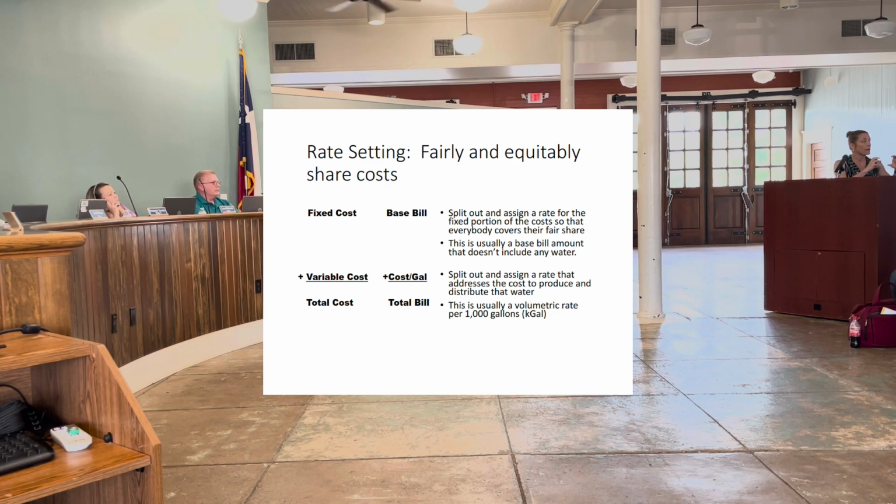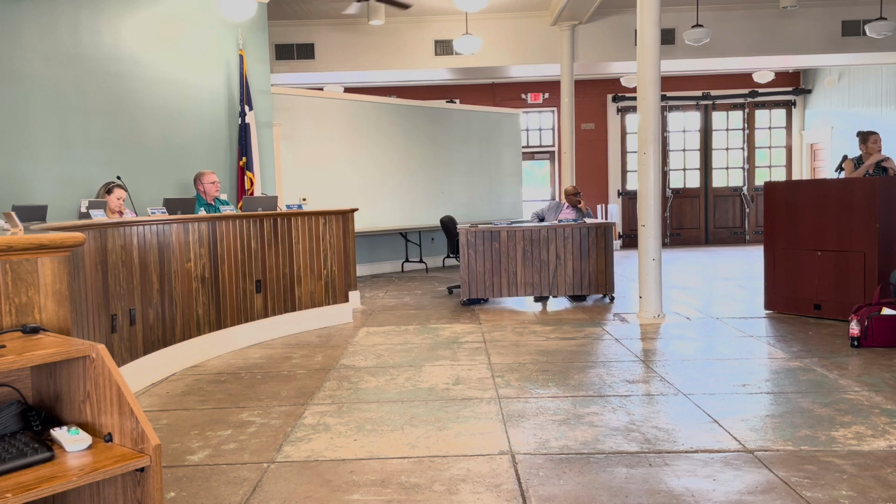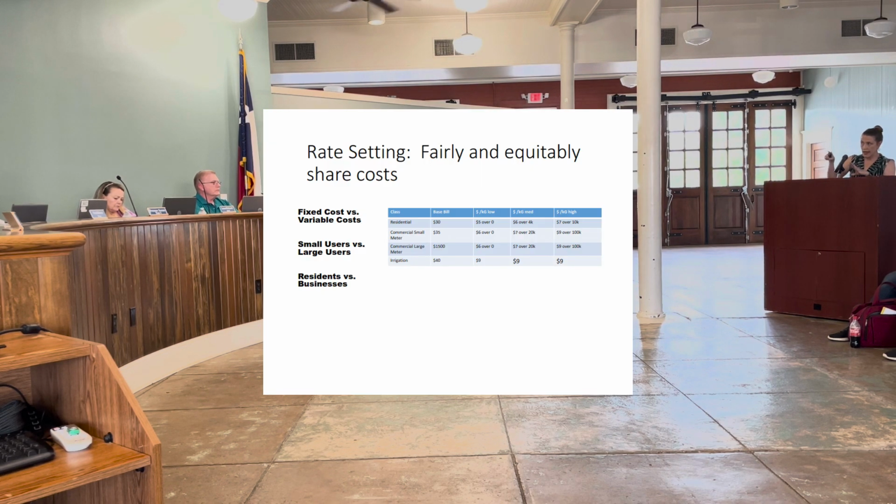You've got a base bill that pays your portion of those fixed costs, and then whatever you use, you pay your variable costs that are associated with your customer class and all of that. So, base bill and then a volumetric rate is what they call it per 1,000 gallons. And I use this KGAL throughout because 1,000 gallons is the thing that is going to come back up.